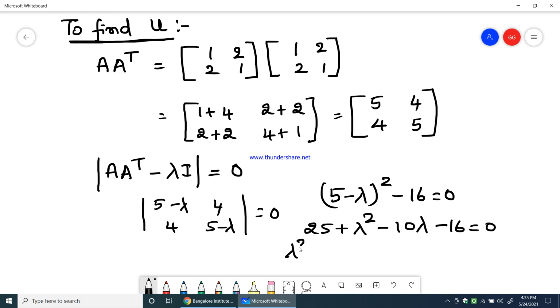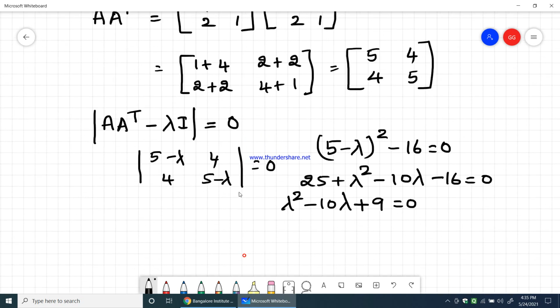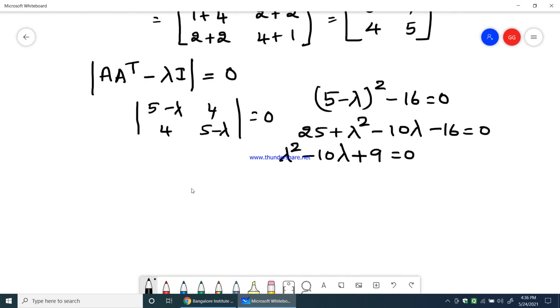Therefore lambda square minus 10 lambda, 25 minus 16. So I will get 9 as the answer. So 25 minus 16 is 9. Now I can split up this 10 into 9 and 1. Therefore I will get lambda square minus 10 lambda plus 9 equals 0.